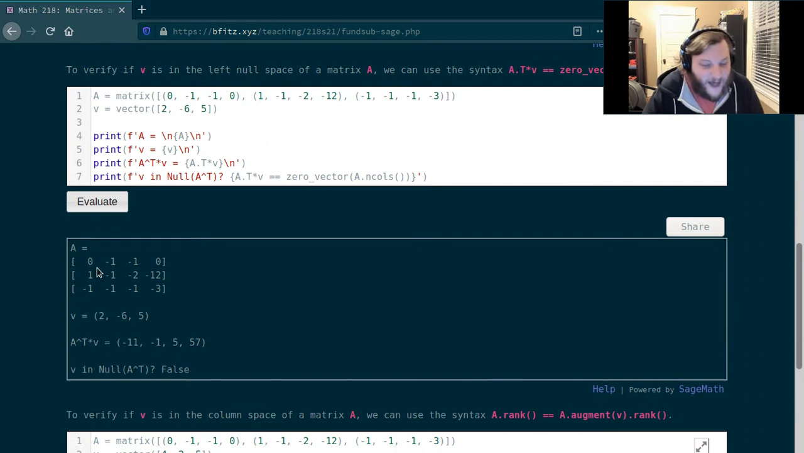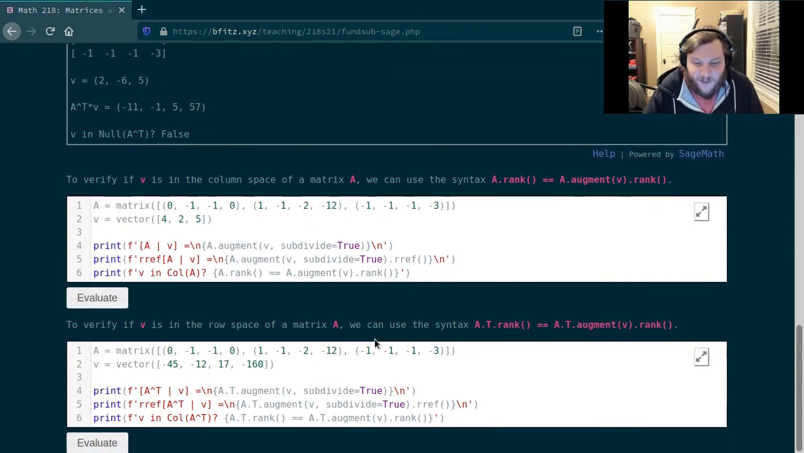So here we have a 3 by 4 matrix again. And what we're going to do is multiply the transpose of this matrix by a vector in R3 to produce a vector in R4. And here we see that when we multiply our matrix transposed by the vector 2, -6, 5, we produce -11, -1, 5, 57. Well, that's certainly not the 0 vector. So we know that the vector we're working with is not in the null space of the transpose, which is also called the left null space of our matrix.